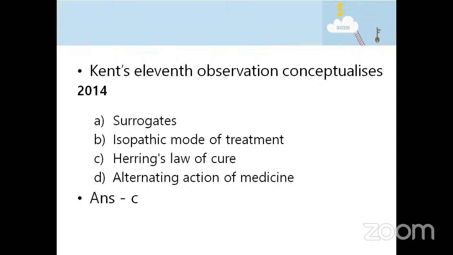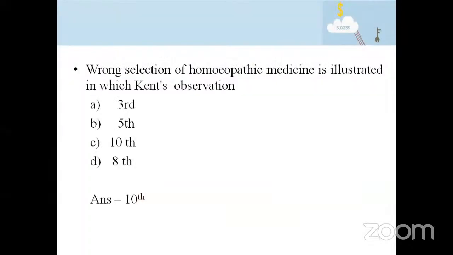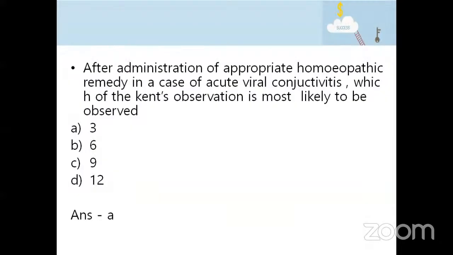So Kent's 11th observation conceptualizes Hering's law of cure. And the next question is: wrong selection of homeopathic medicine is illustrated in which Kent's observation? That we all know. Symptoms taking the wrong direction and all, that is related to the 10th observation. So there is also one more question, like it has come in the 2016 question paper, and as I have mentioned earlier, please go through the MD exam 2016 question paper, where you can see too many questions have been asked from Kent's observations.